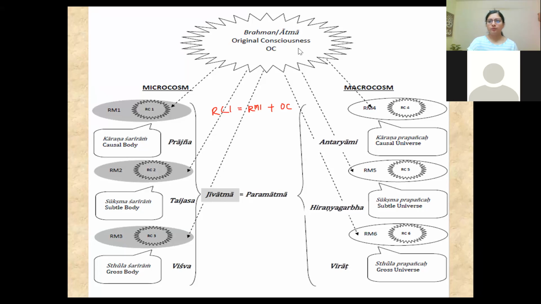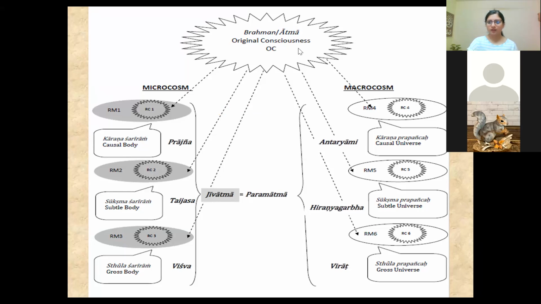Now, may I ask you one thing? OC is equal to RC3. RC3 is equal to RM3 plus OC. So RC3 minus RM3 is equal to OC. That means one can realize Brahman if avidya, which is RM3, is removed from the RC3. You can interpret it like that.